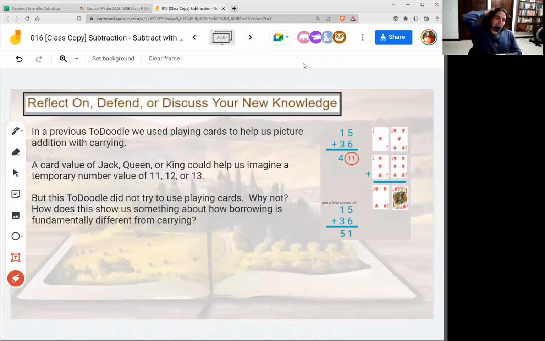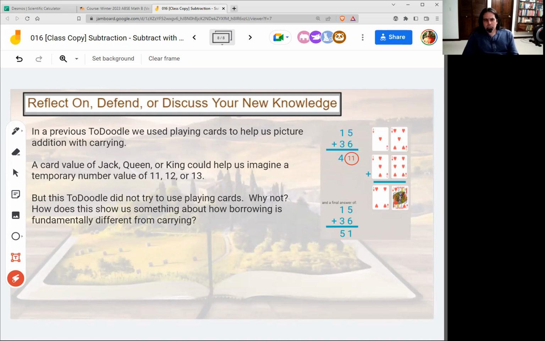Something to think about. In a previous one of these to-doodles, we were using playing cards to help us picture addition with carrying. If we had 5 and 6 being 11, we were temporarily putting 11 in the one spot, and we were picturing that with playing cards. 5 and 6 is like a jack, because when we keep counting 8, 9, 10, jack, right? Jack is after 10, it must be 11.